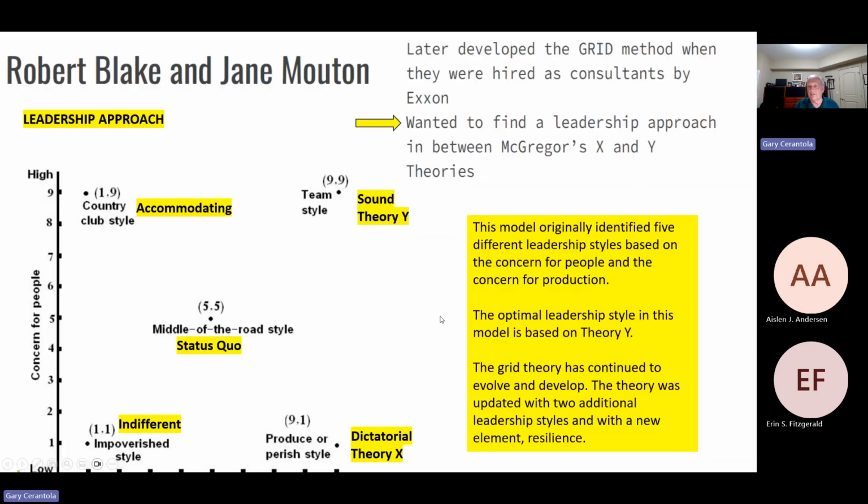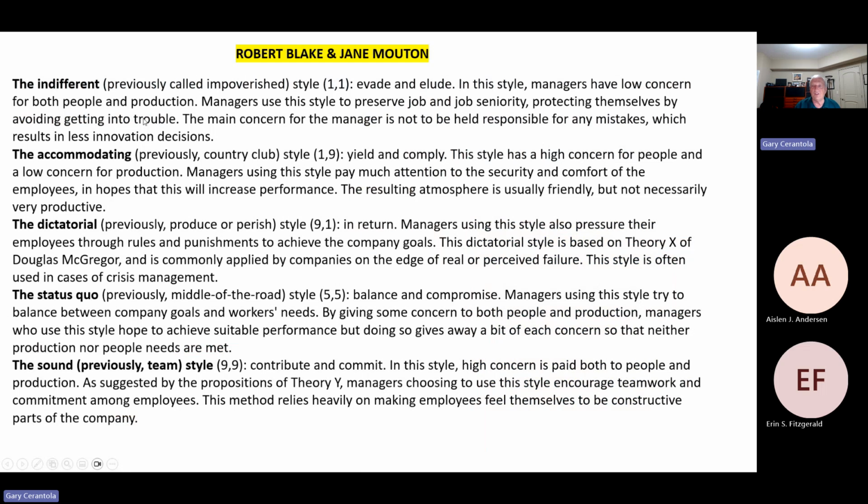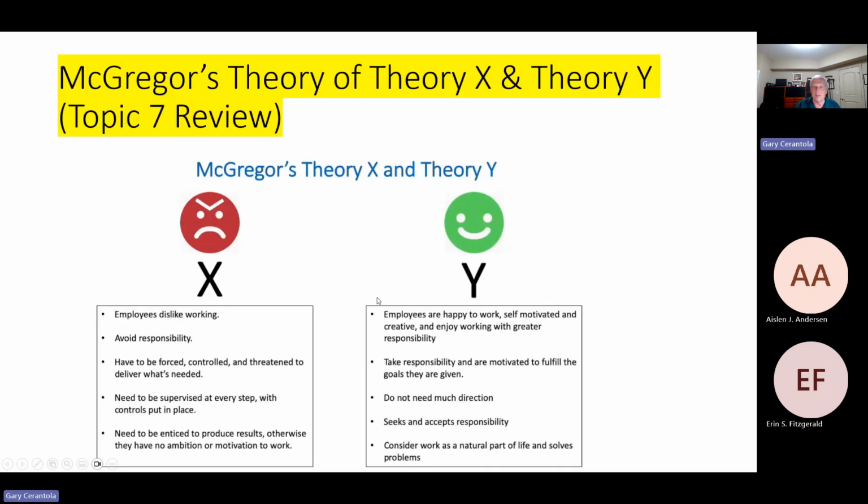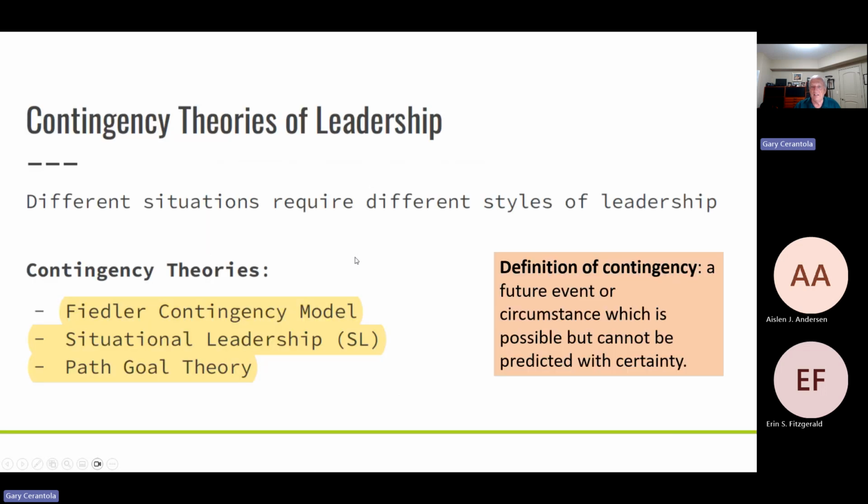Okay, all right. So here's the different definitions of those 5 areas. So it's good to have a good look at that. It's good to be able to go through McGregor's theory again and understand what they are.